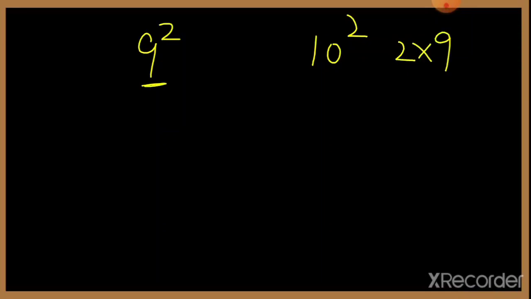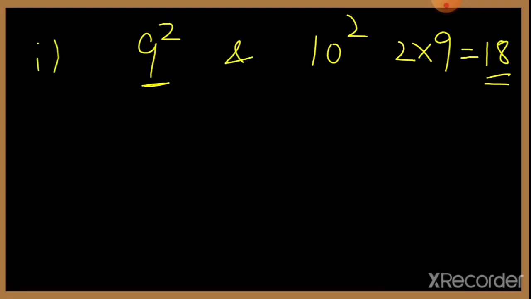Now let us take up some examples. If I have to find how many natural numbers lie between 9 square and 10 square, I will simply multiply 2 with 9, the first number, and I will get the answer 18. That means 18 natural numbers lie between 9 square and 10 square.